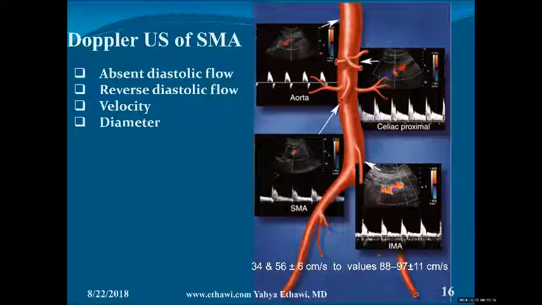When you look for the superior mesenteric artery, again, remember this is the celiac trunk, branching to splenic, hepatic, and other branches of the liver before them. It's like a confluence, and you can see on either side the renal artery. So what do you look for? You look for absent diastolic flow or reverse diastolic flow, and then also you measure the velocity and you measure the diameter.